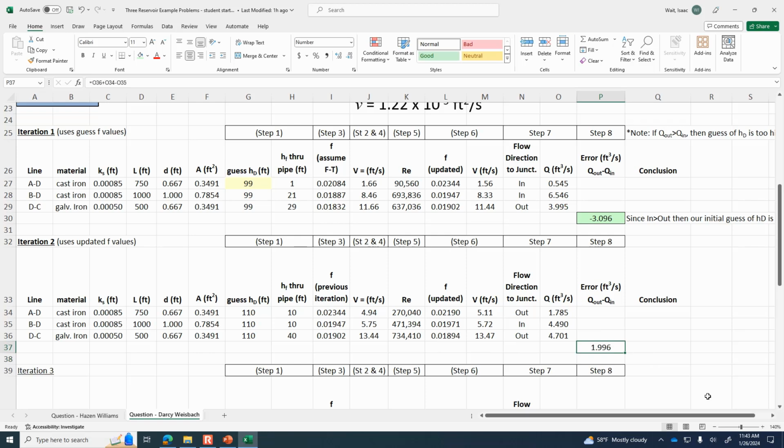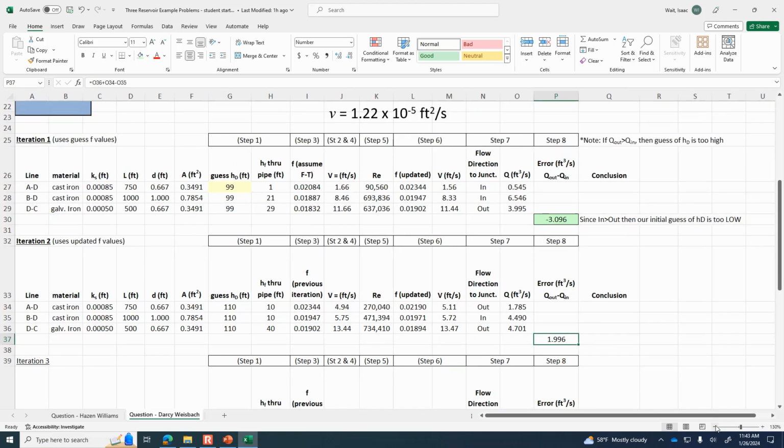Okay, it's not 0. 0 would mean we have no error. So let's see, if Q out is greater than Q in, then the guess of H sub D is too high. So since Q out is larger than Q in, that means our guess of HD was too high.